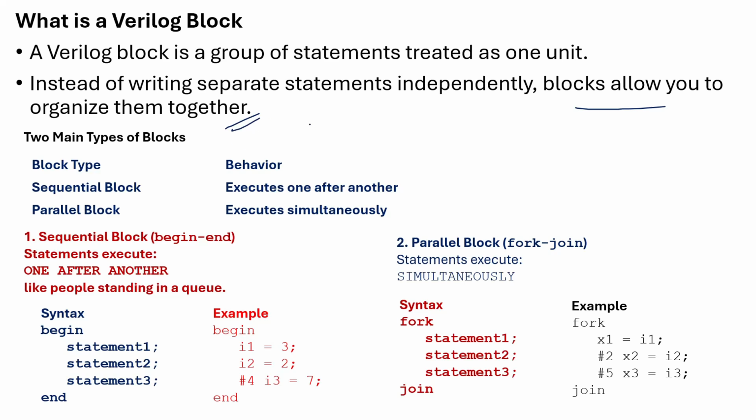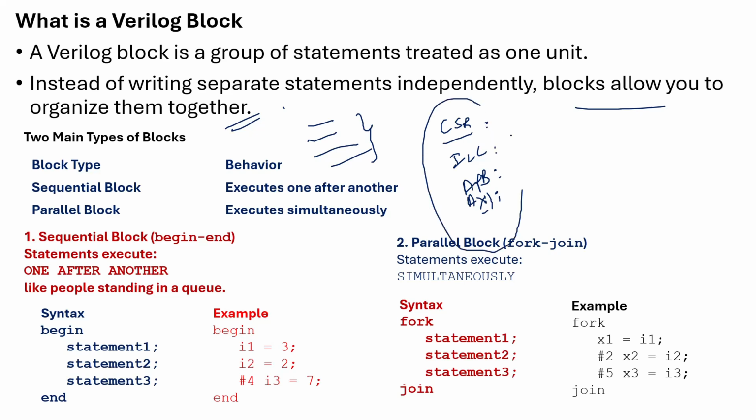So that means one statement, second statement, third statement. All the statements are inside the block. Suppose I'm executing some CSR block, some I2C block, some APB block, some AXI block. Name that block, and then write some group of statements and call that block by name. That is the use of the Verilog block we are using.